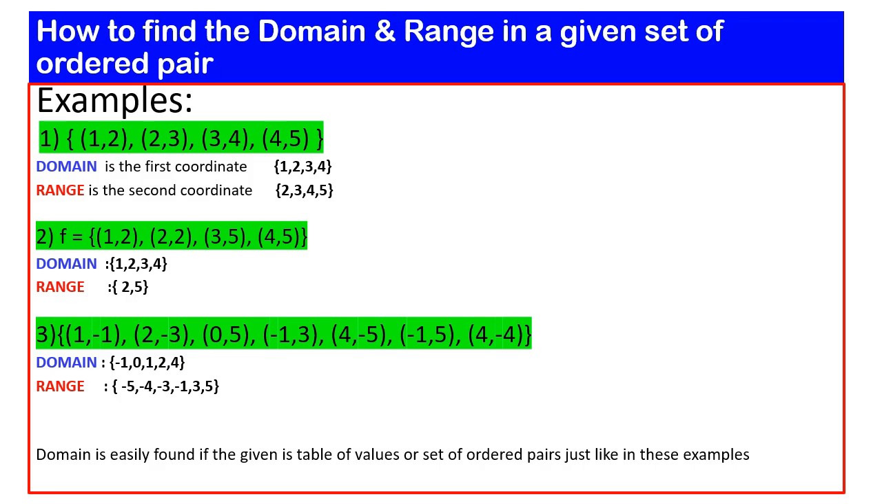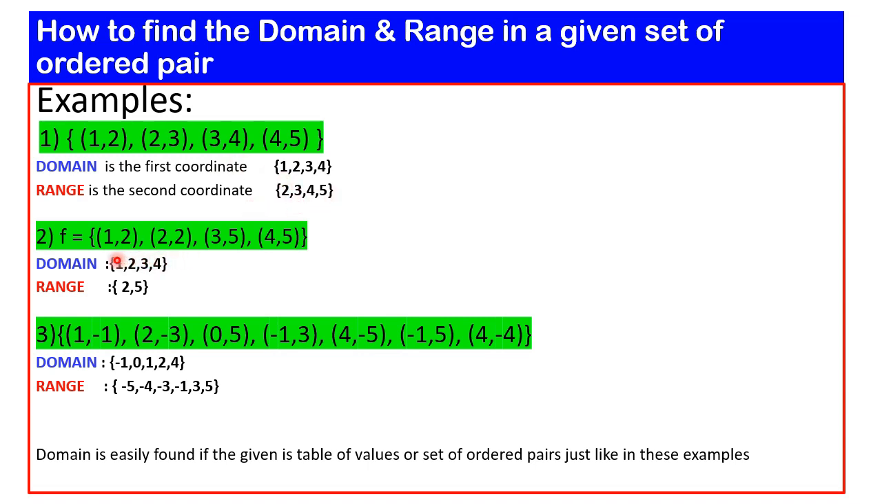In this video, we will be taught how to get the domain and range in different situations and using different methods. First, how to find the domain and range in a given set of ordered pairs. When ordered pairs are given, like this, number 1, the set is (1,2), (2,3), (3,4), and (4,5). The domain is the first coordinate, so the first coordinates are 1, 2, 3, and 4. That is our domain. And our range is the second coordinates, which are 2, 3, 4, and 5.